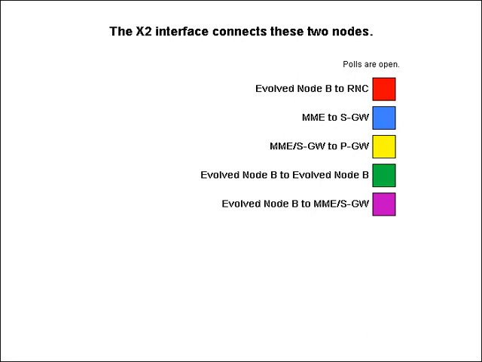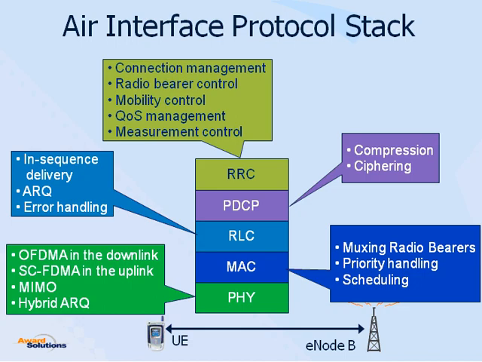So X2 interface, where is it? Okay, so what do we have? Okay, 96% accuracy, very good. So it is between two eNode Bs, two base stations. Very good.